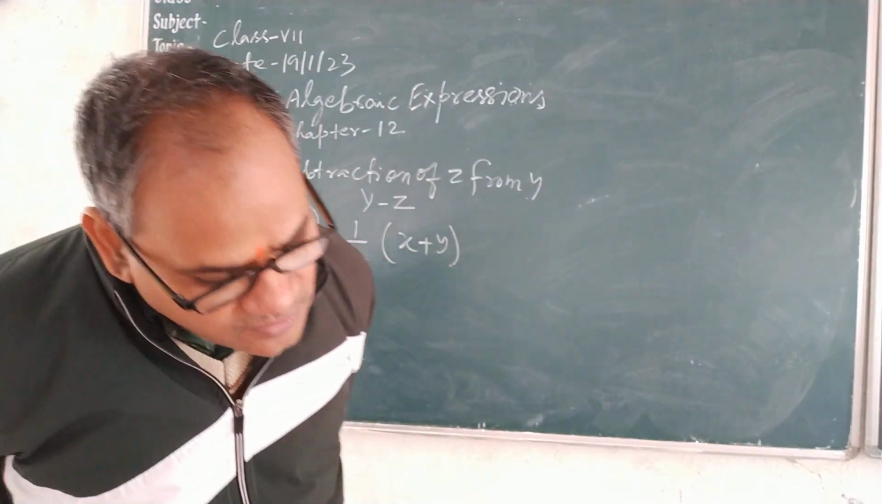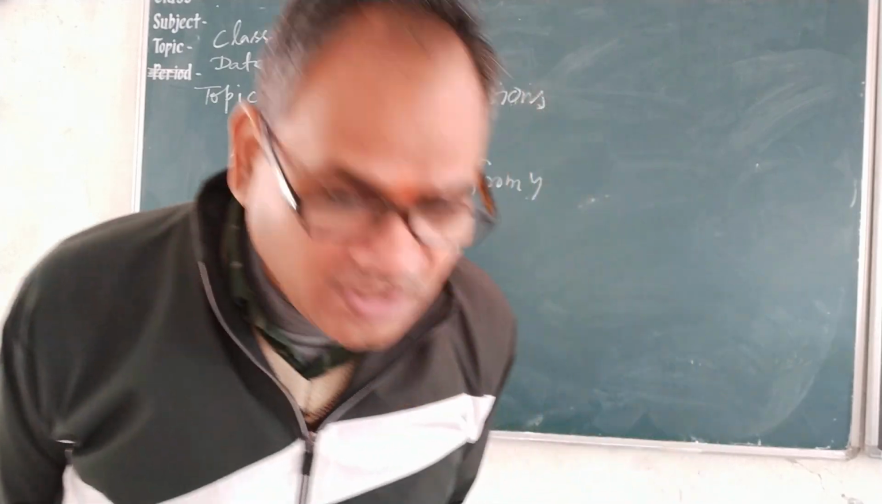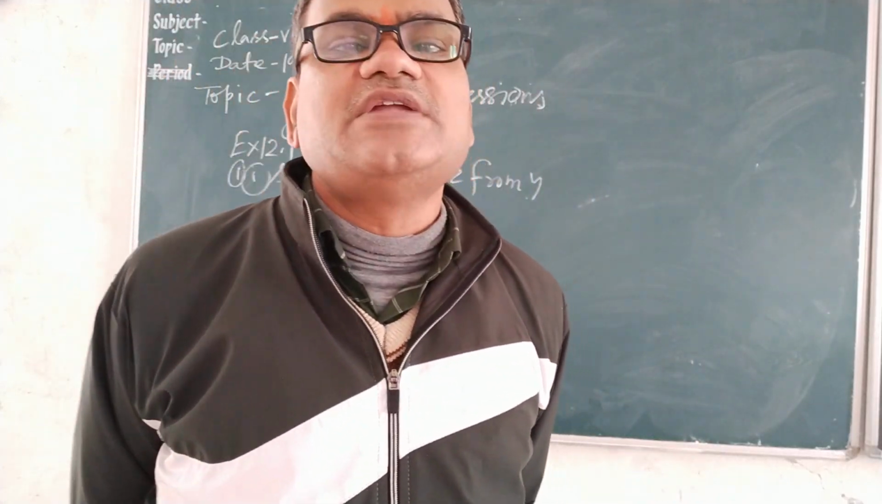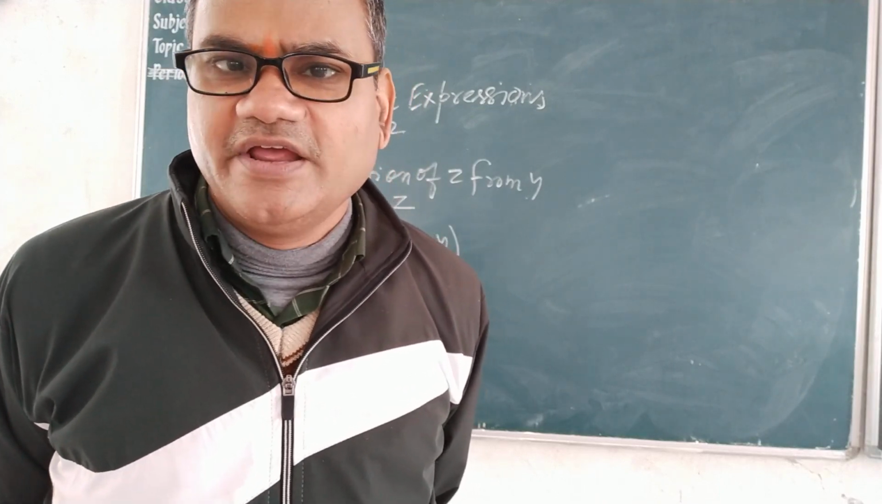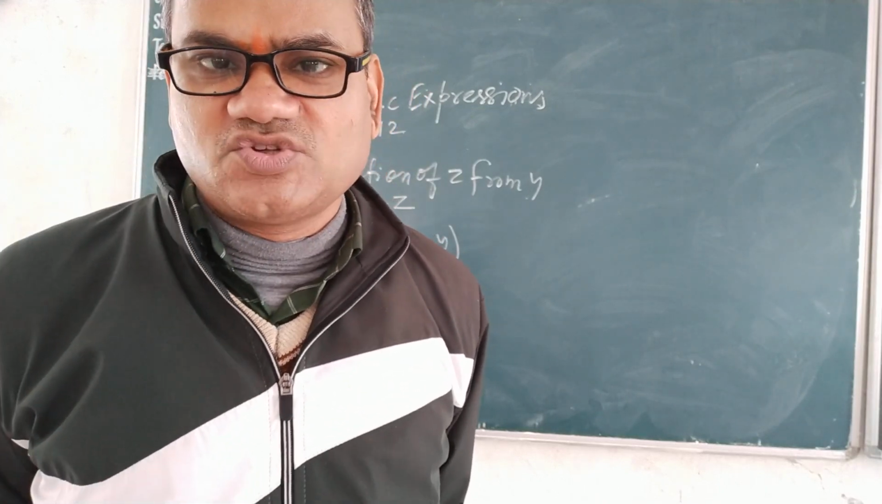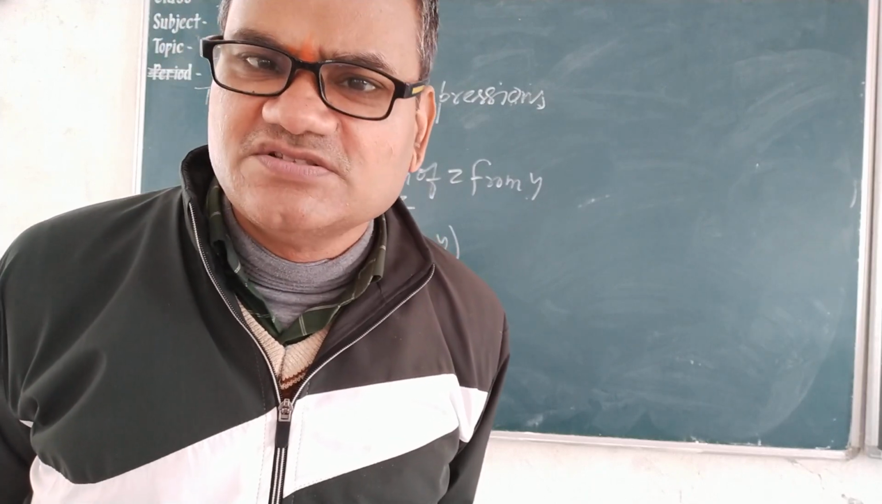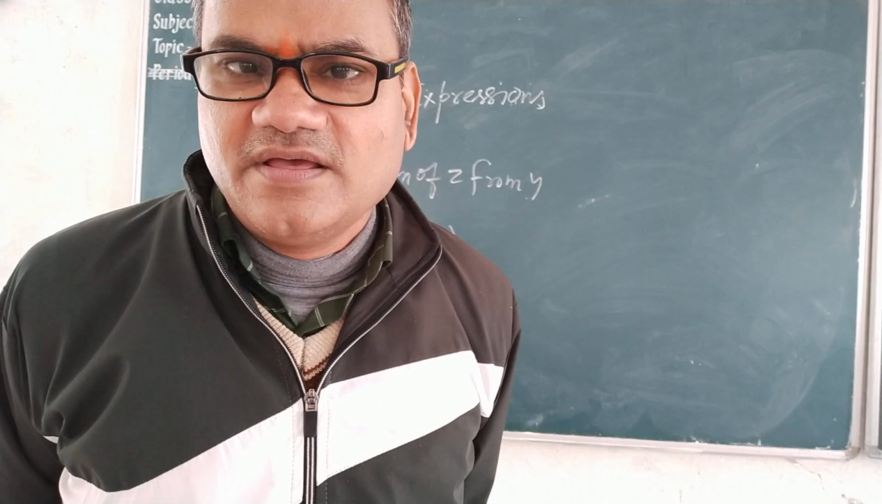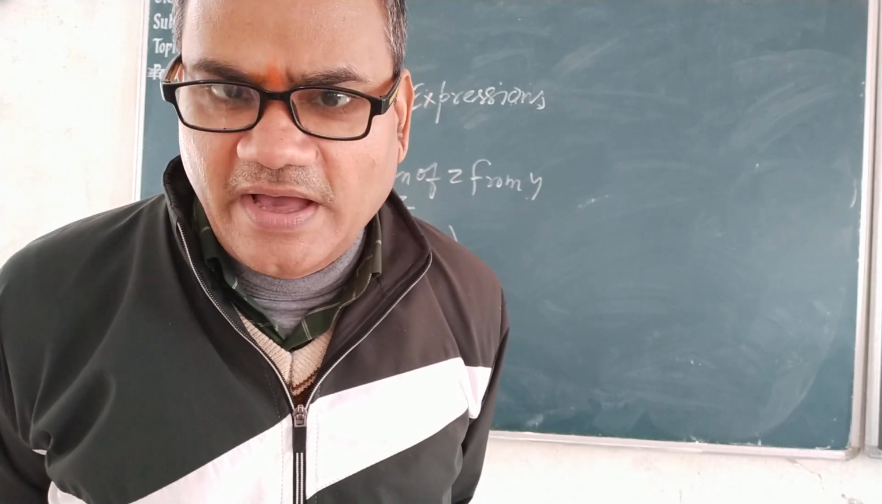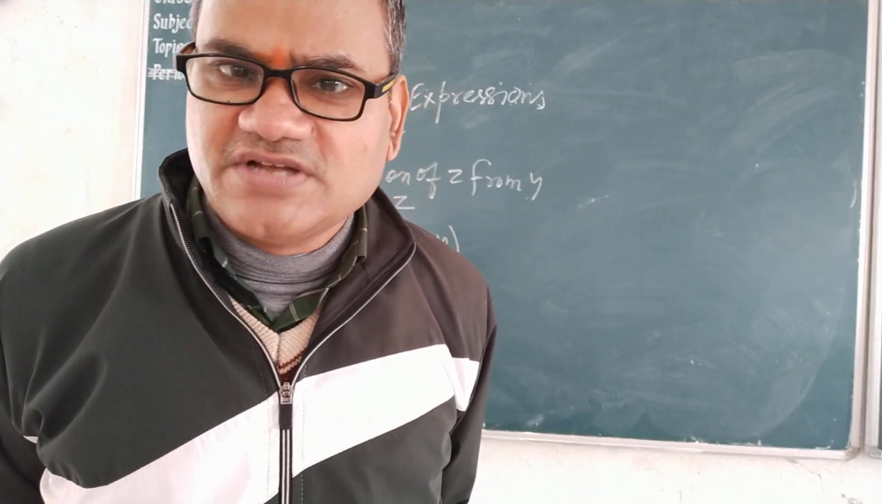Now similarly question number 3, the number z multiplied by itself. It means z into z, z square. Z into z means z square. Okay, x into x means x square, a into a means a square, so z into z means z square.